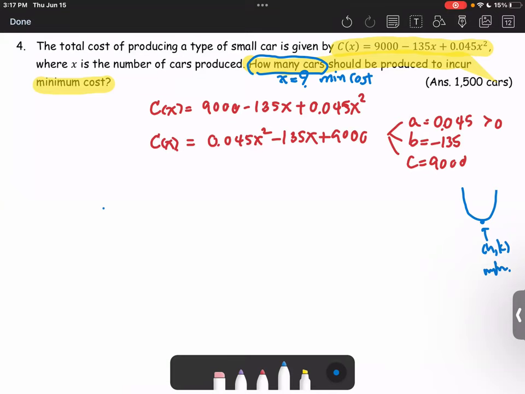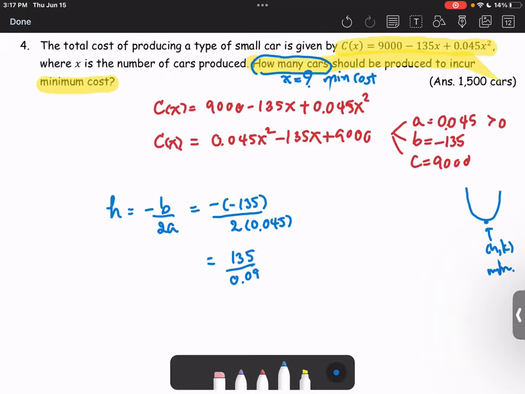The h can be computed by using the formula negative B divided by 2A. In this case, negative B means negative of negative 135, divided by 2 times A, or 2 times 0.045, or 135 divided by 0.09, and then put in a calculator, or you can reduce it by hand to get h equals 1500 as the number of the cars to give the minimum cost for this situation.